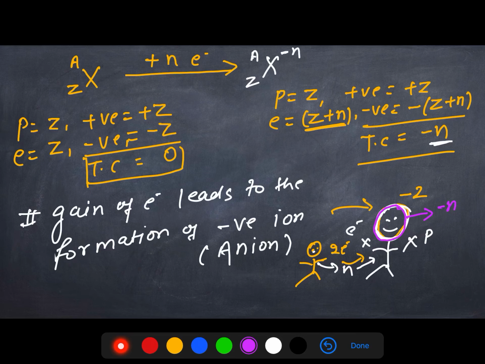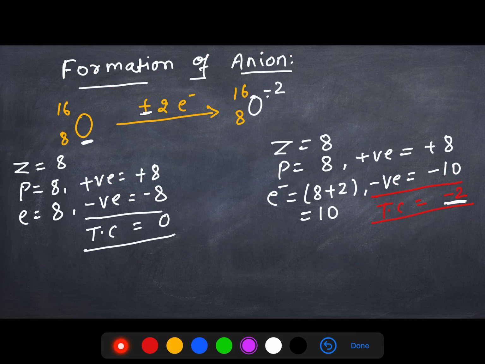So this is quite clear to us that the gain of electrons will lead to the formation of a negative ion. Why? Because initially the number of electrons and protons were the same, so the total charge was 0, but as it was supplied with extra electrons, there will be some net charge because of those extra electrons. Fine.